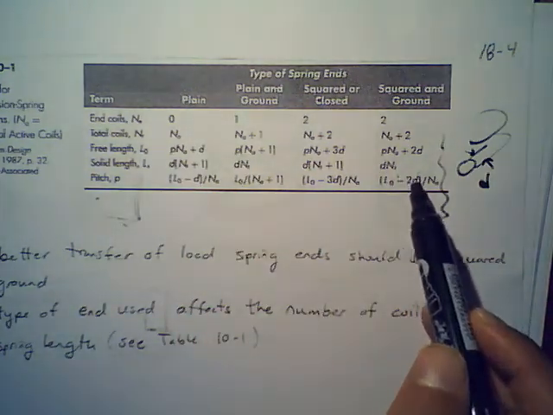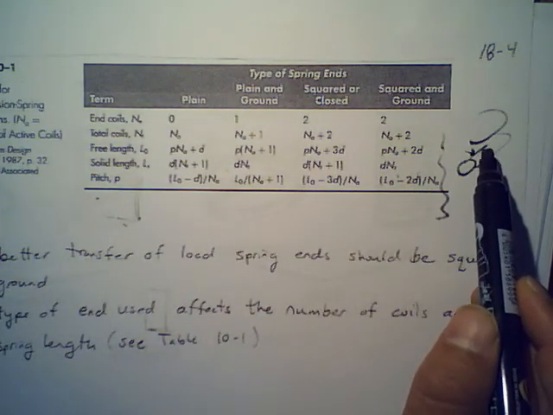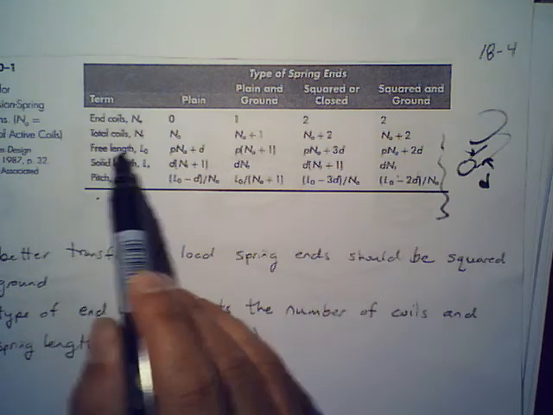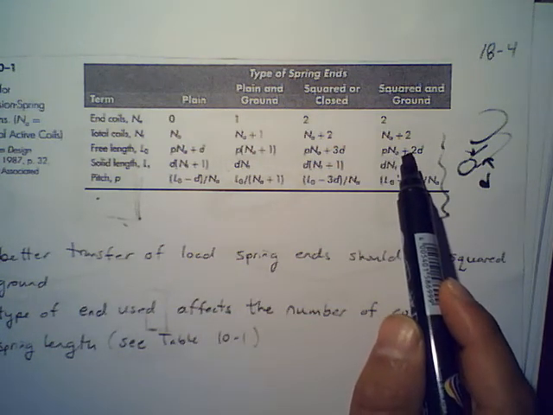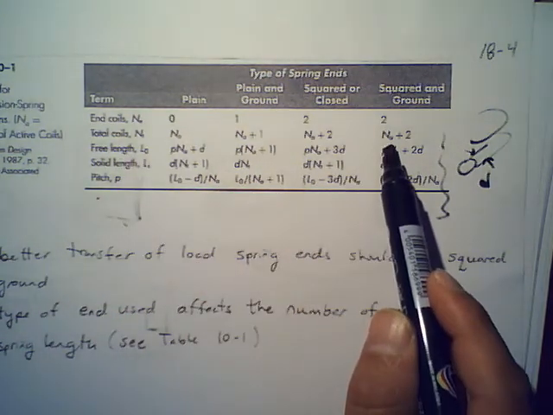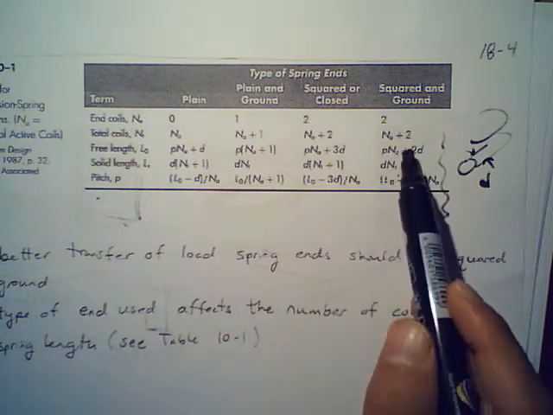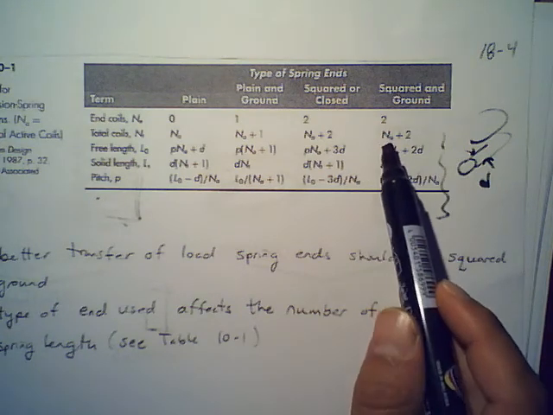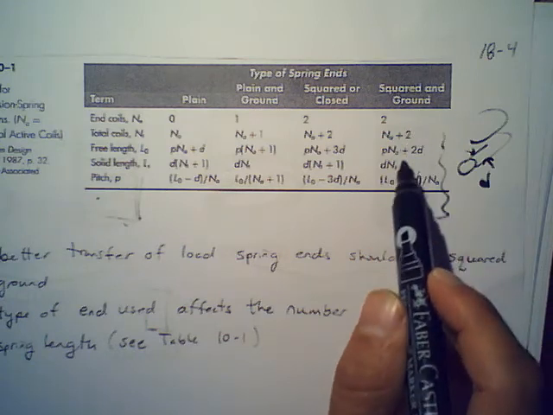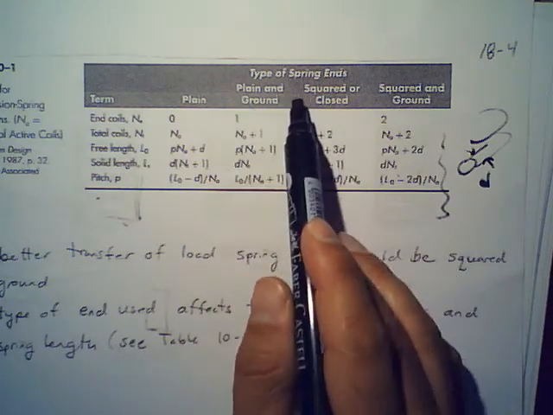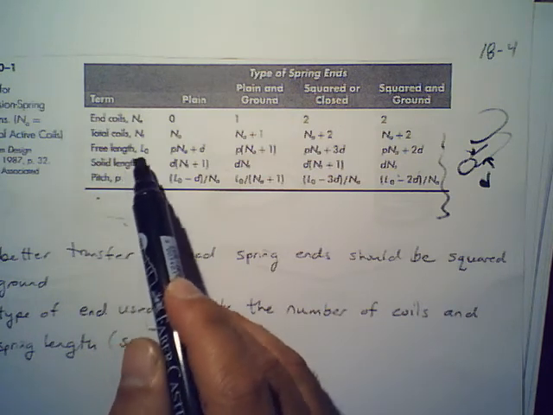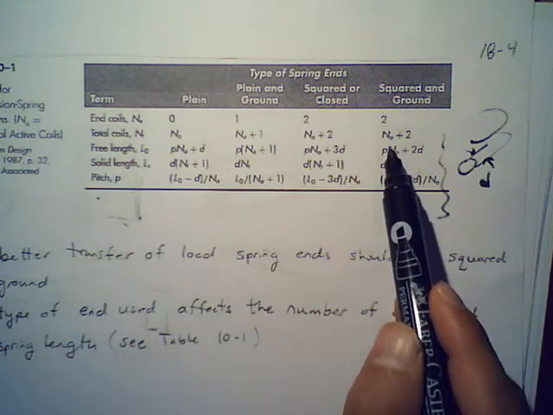The solid length obviously would be D multiplied by the number of total coils, which is NT. The total number of coils NT is equal to NA plus 2. So if I gave you the total number of coils, you can always find the number of active coils. Long story short, out of this table you have to identify the type of the spring. You need some information in terms of the free length or solid length, and then you can get the number of active coils.